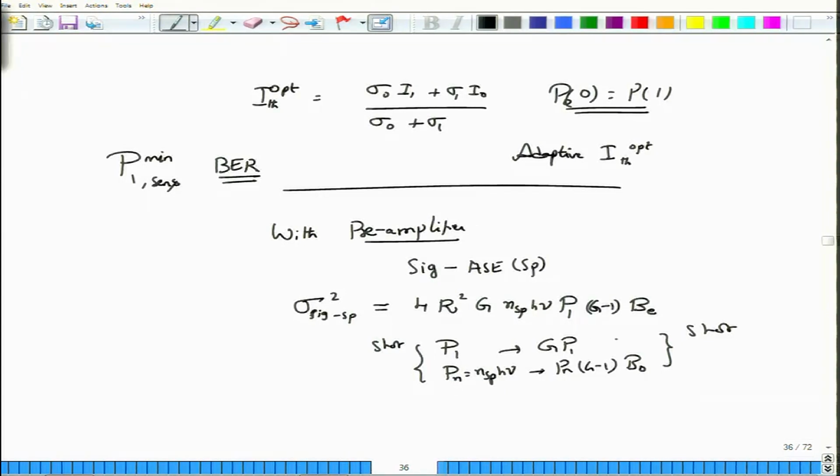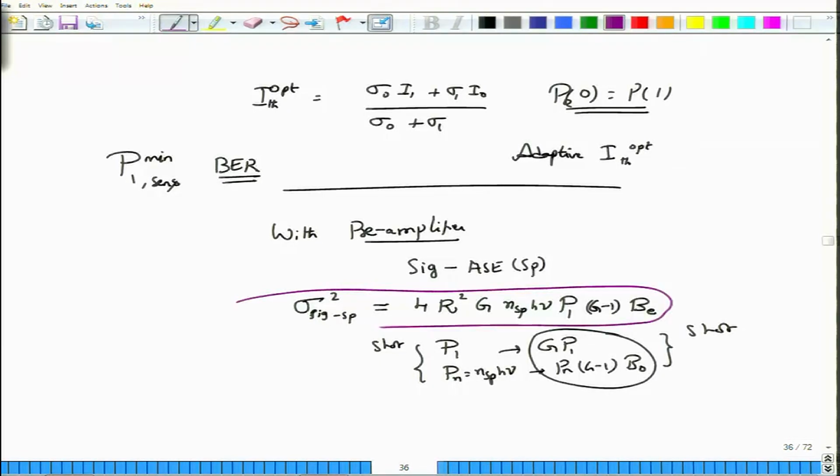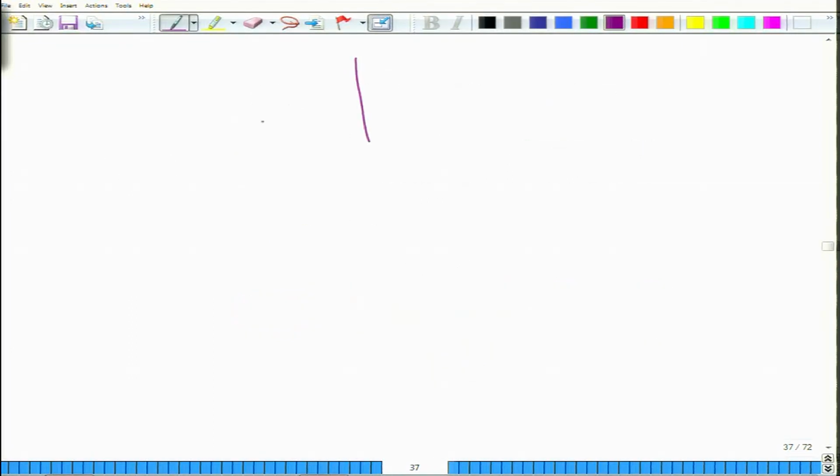But again, these shot noises can be kind of neglected. In addition to this, thermal noise can also be neglected because most of the dominant noise comes from this signal spontaneous beating noise. One of the interesting things for us with this signal spontaneous beating noise is that it can be modeled to an extremely good approximation as a nice Gaussian function having a 0 mean. What it means for us is that sigma 0 will actually be equal to sigma 1, because both of them will then be equal to the signal spontaneous variance.